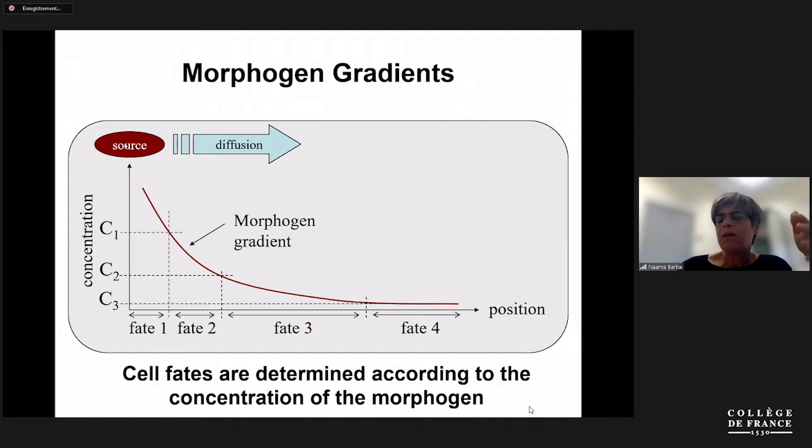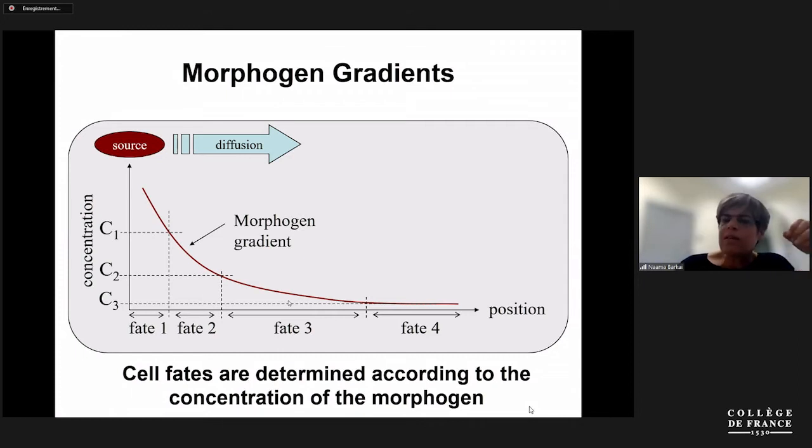So once we have the gradient, the problem is sort of solved, because all that is left for the cells is to interpret this gradient. These are extracellular molecules. They impinge on the cells. They are read by the receptors. And the cells interpret this in a threshold-dependent manner, so that all the cells that are subject to a very high level of this secreted molecule, the morphogen, will adopt one cell fate. All the ones that are subject to intermediate levels will adopt a second cell fate, and all the ones that are left will adopt a third cell fate, and so forth.